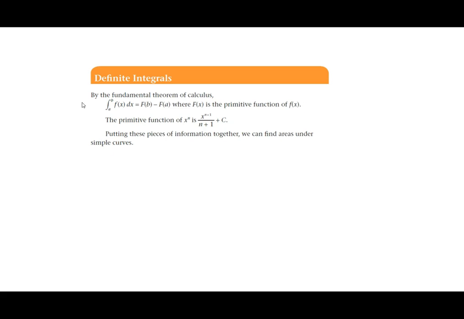Now, by the fundamental theorem of calculus, the integral from a to b of f(x) dx equals F(b) minus F(a), where F(x) is the primitive function of f(x). And just to refresh our memory, they've given the formula for the primitive function. Putting these pieces of information together, we can find areas under simple curves.